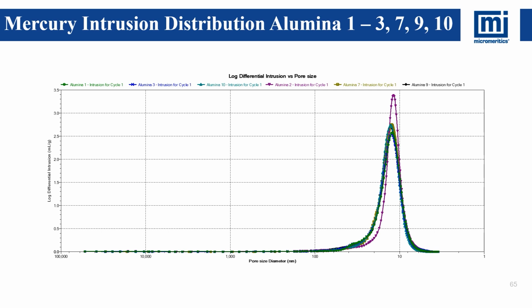If we'd moved on to the next pressure while a pore is still filling, part of its volume would have been assigned to the higher pressure, part of its volume would have been assigned to a smaller diameter. And that's what happened with alumina 2.